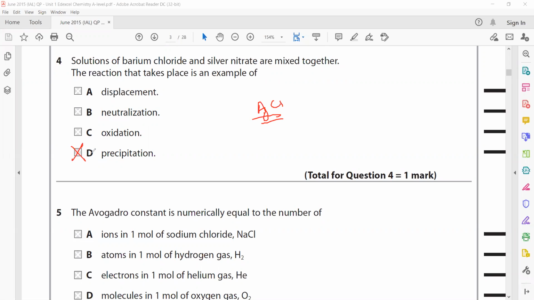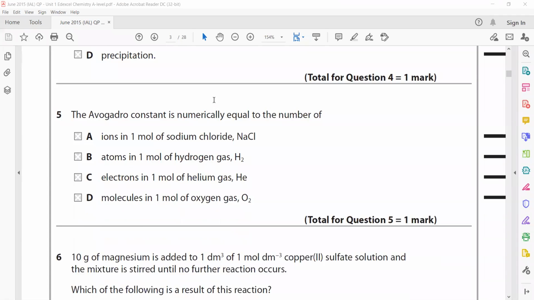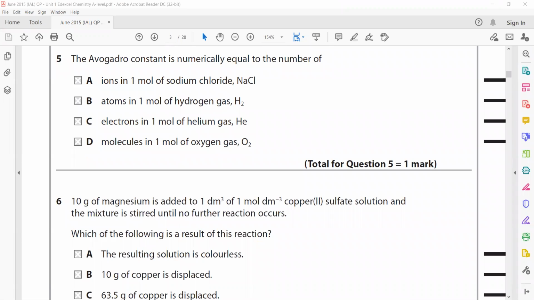This is not a displacement. Displacement is when the more reactive displaces the less reactive. Neutralization is acid base. Oxidation: when we write oxidation numbers, there is no change in the oxidation number of any element. It is a precipitation reaction. By mixing two solutions, when a solid is formed, we call it a precipitate.